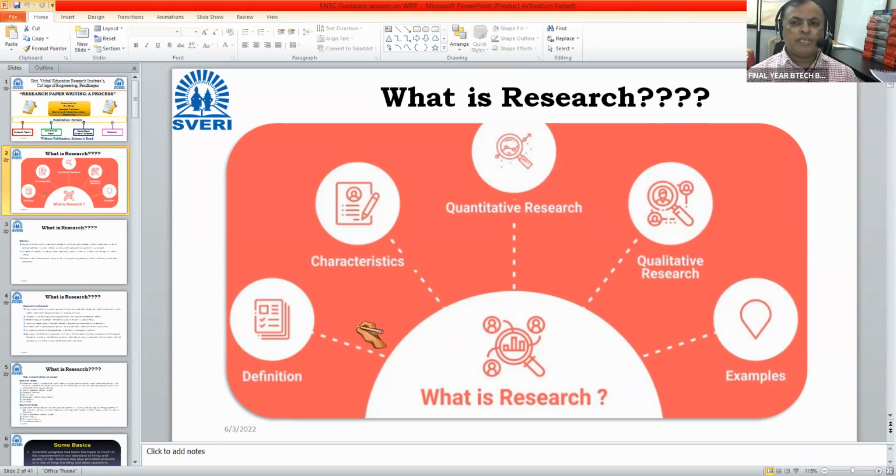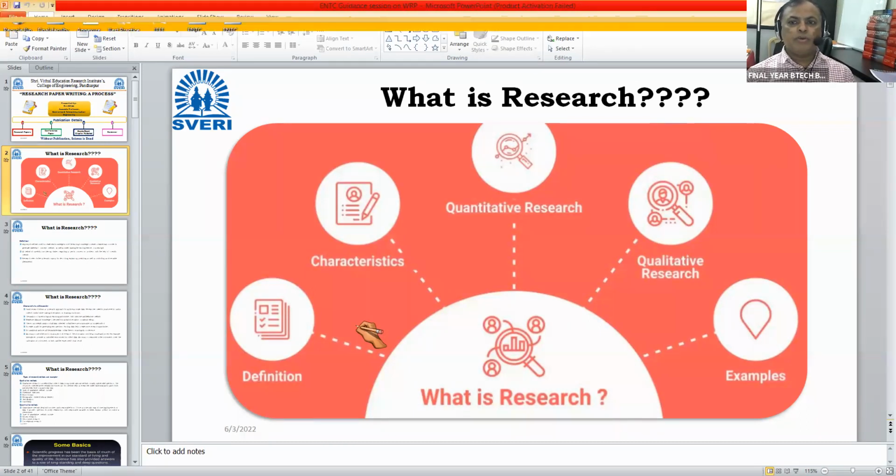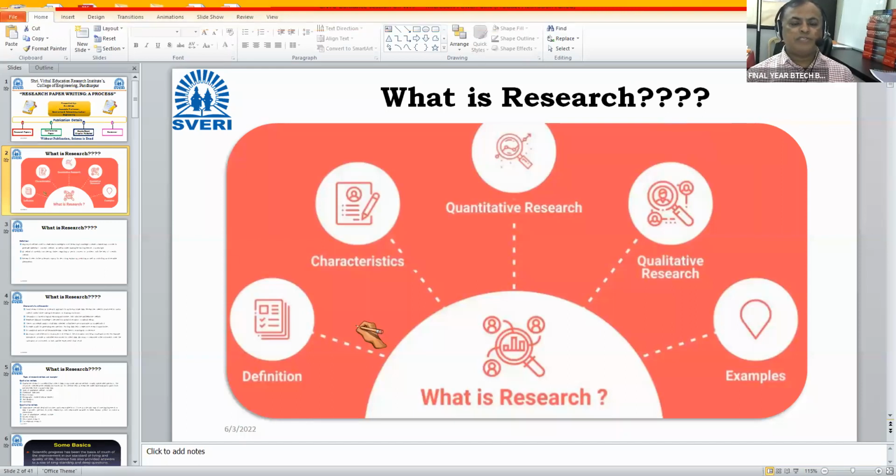To understand what is research, we are going to see the definition of the research. We are going to see some of the characteristics of this research. What is quantitative research? What is qualitative research? And then we'll also see the examples of the research. So one by one, we'll see.